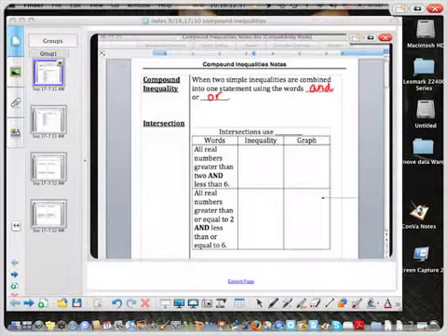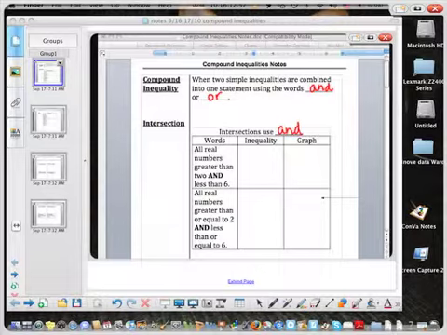An intersection uses the word and. Now, in a compound inequality, sometimes you'll see the word and stated. Most of the time it'll be recognized by the way the inequality is written. The inequality is written in a double form. Let me show you what that looks like.